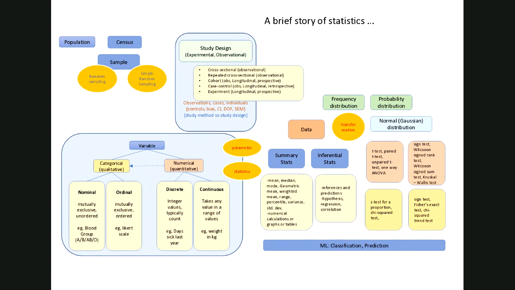There are many kinds of statistical tests or measures, so I have put them into different colors. We have parametric tests and non-parametric tests. A parametric test means your population parameter, like the mean or standard deviation, is known, so we apply a certain kind of test. If the population parameter is not known, we call it a non-parametric test.